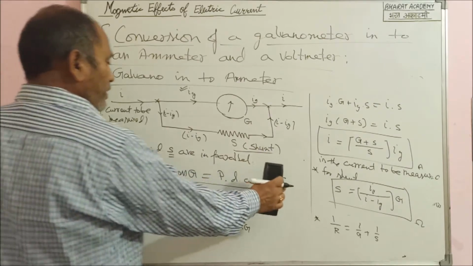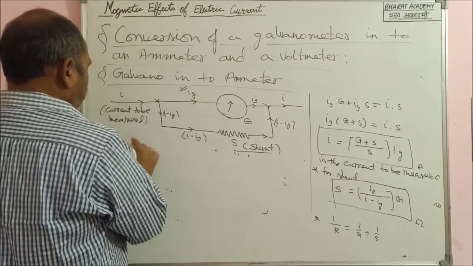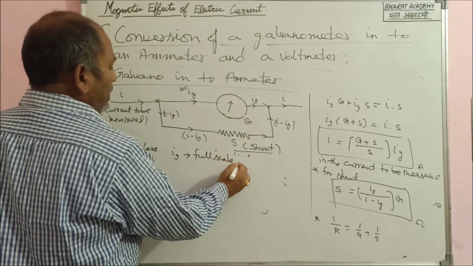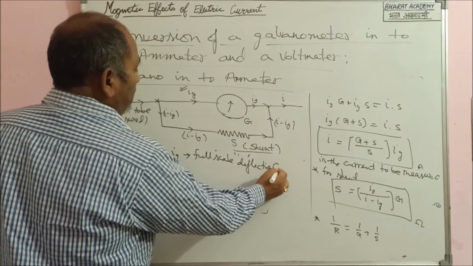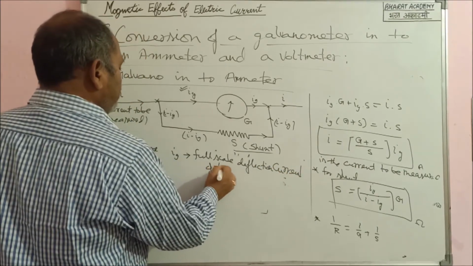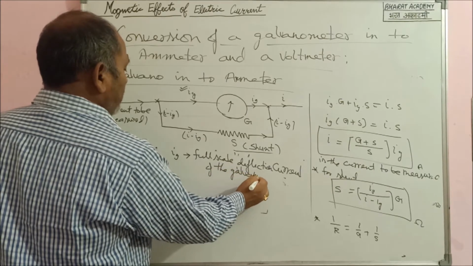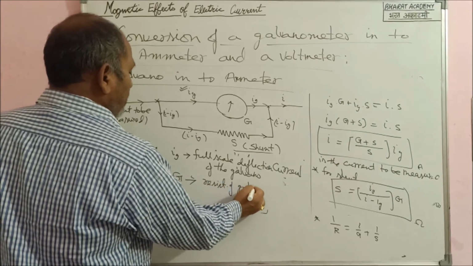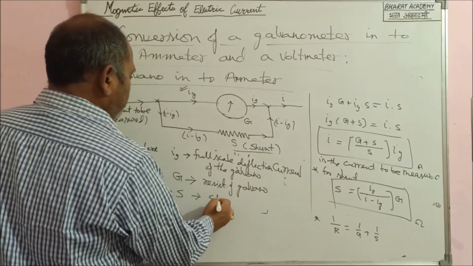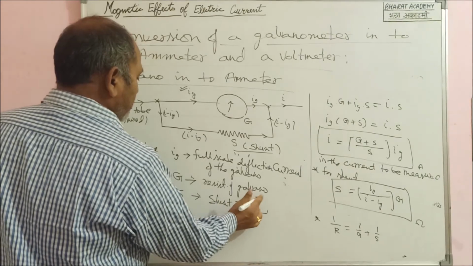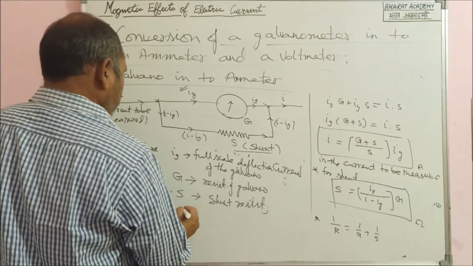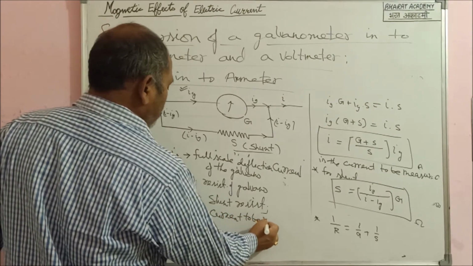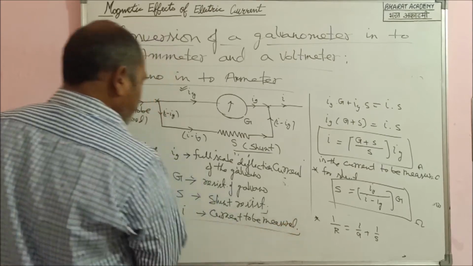Now some constants which we are using here, though it is very clear, but even then I will mention it here, where Ig is the full scale deflection current of the galvano, G is the resistance of the galvano, S is the shunt resistance, and I is the current to be measured. Right?